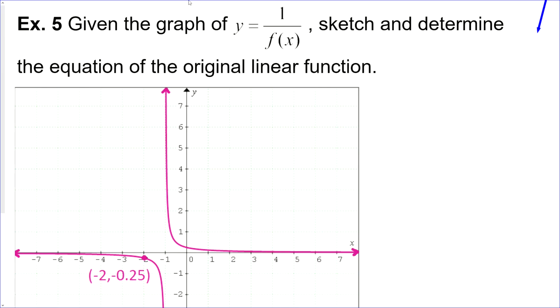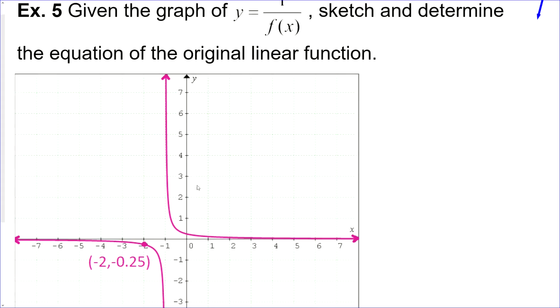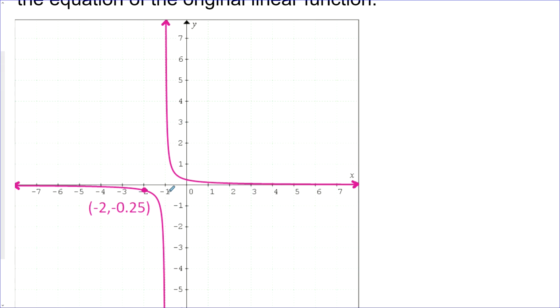What if we're given the graph of the reciprocal and we want to find the original linear line, f of x? So in this case, there's some things that we know. We know that this point right here was the x-intercept of f of x. So I'm going to write that we know that this point here, -1, 0, is the x-intercept of f of x.